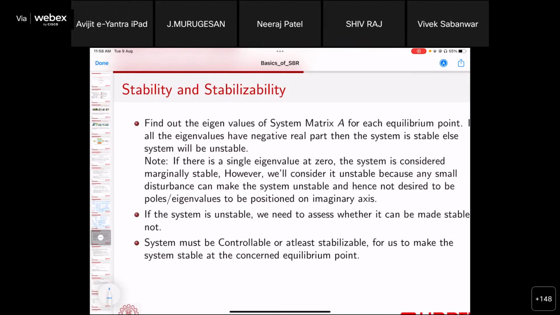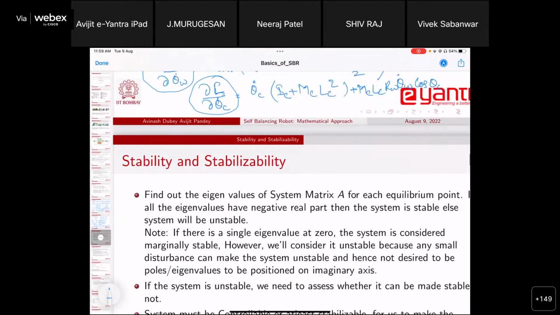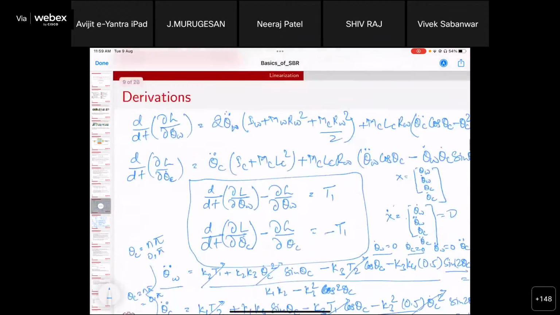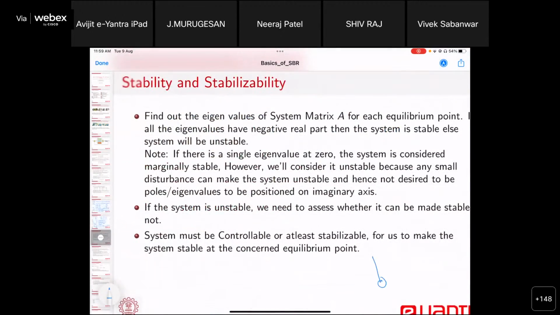Now after you get the A and B matrix, you need to determine the stability of the system. Since you have already put in the equilibrium point, you have the numerical values for your A and B matrix. Now you can find out the eigenvalues of those matrices. If the eigenvalues of matrix A are in the negative half, it is stable. If they are in the positive half, it is unstable. Now if you see, there are two equilibrium points where theta c, what is theta c? Theta c was your body's angle, right?